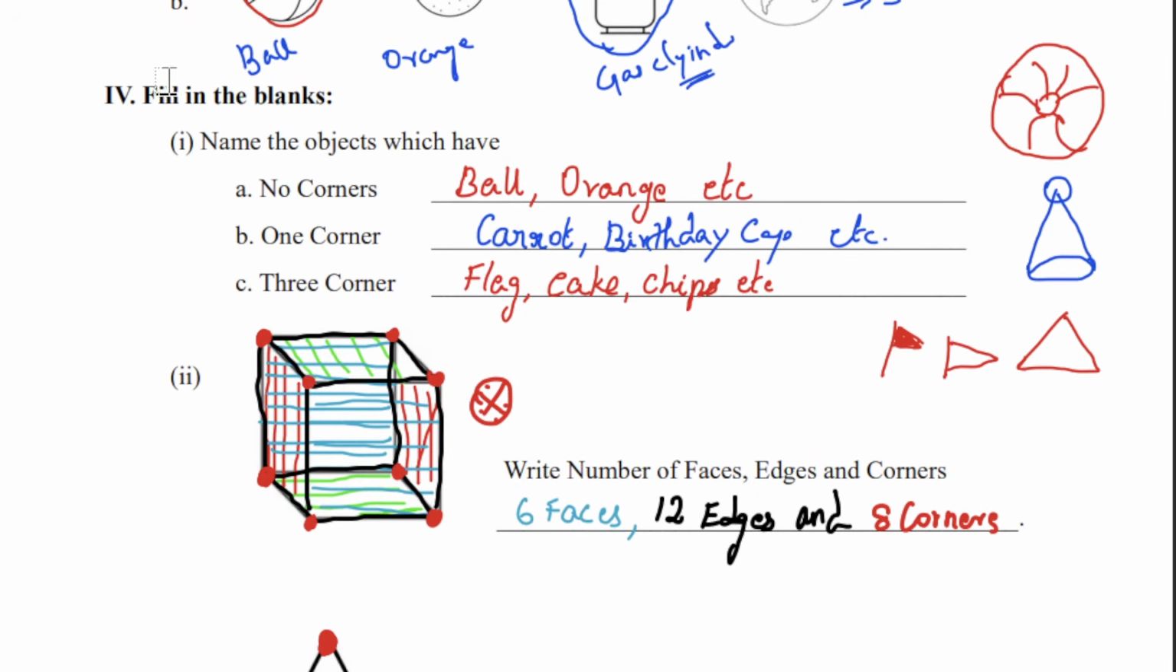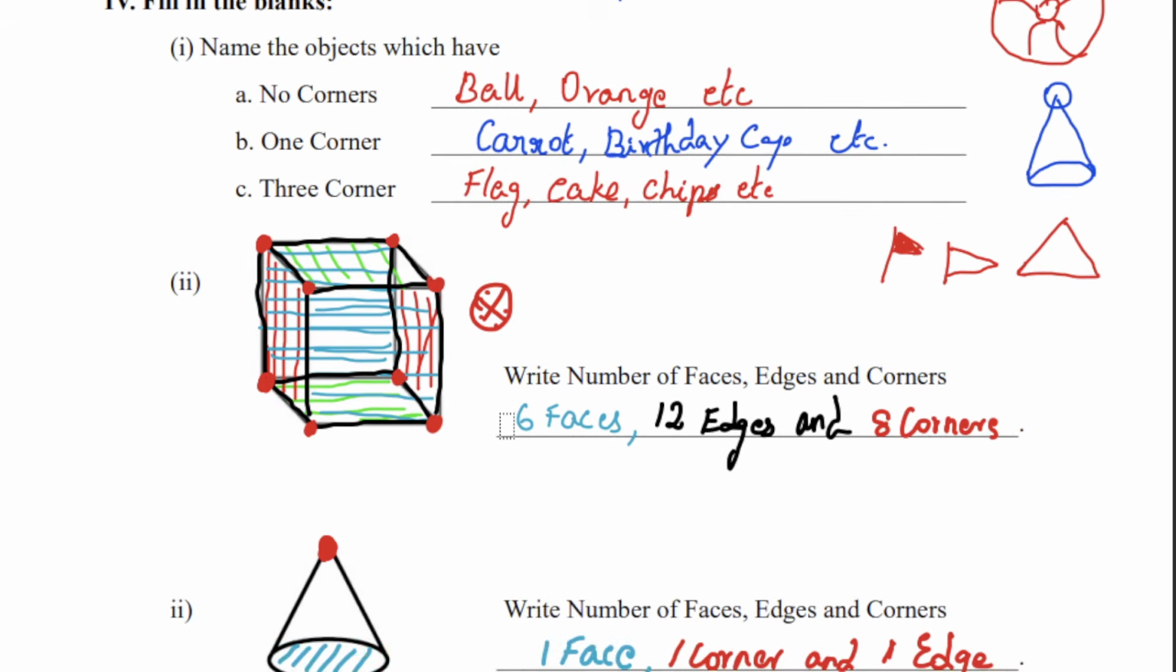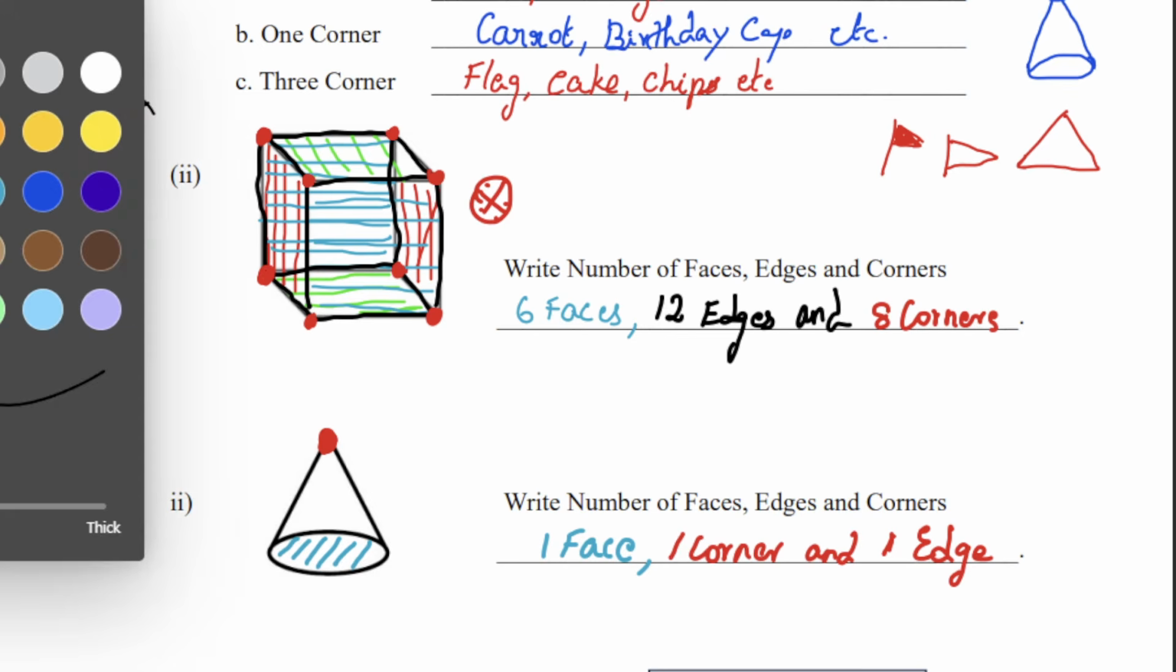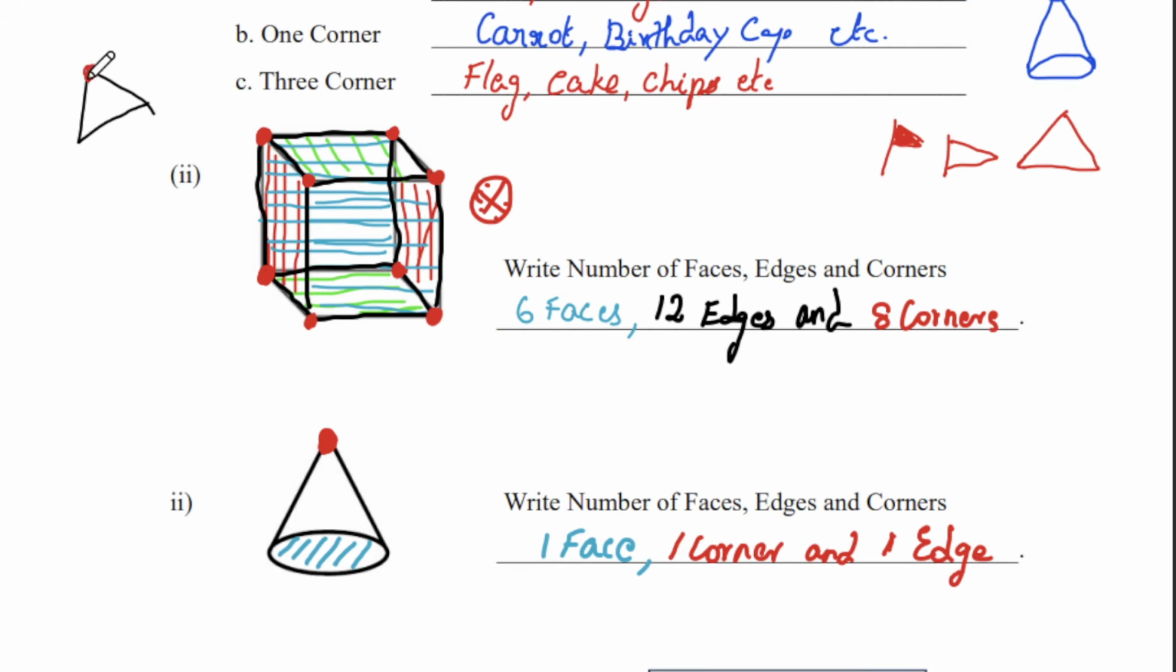So next we have fill in the blanks. Name the object which has no corners, one corner and three corners. For three corners we have a flag, which is in triangle shape. The images which are in triangle shape will have three corners. For example, this is the triangle and corners, I'm going to mark in red. So this is the first corner, this is the second corner and this is the third corner. Okay, for example, if they are giving a 2D shape of a square. So this is a 2D shape of a square.